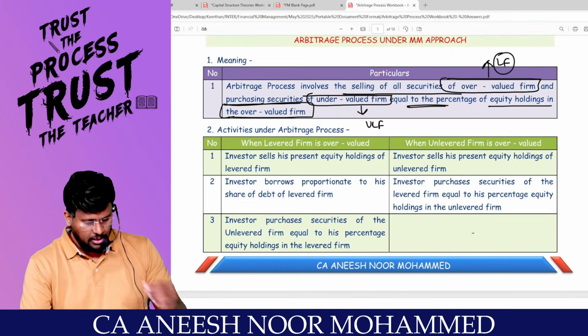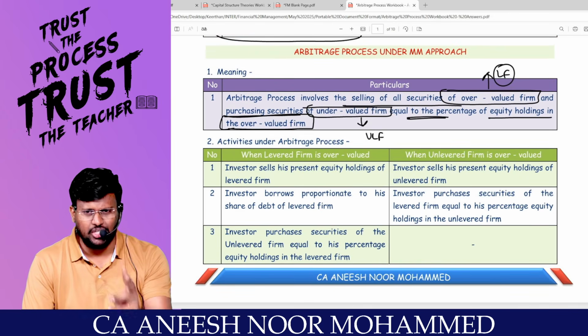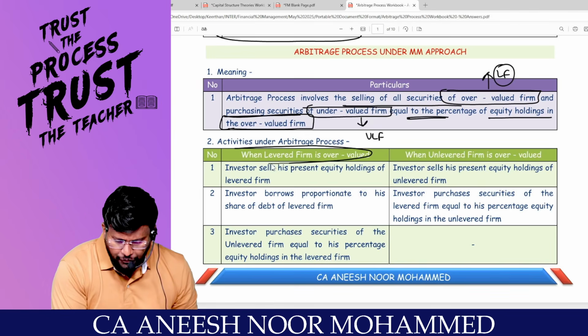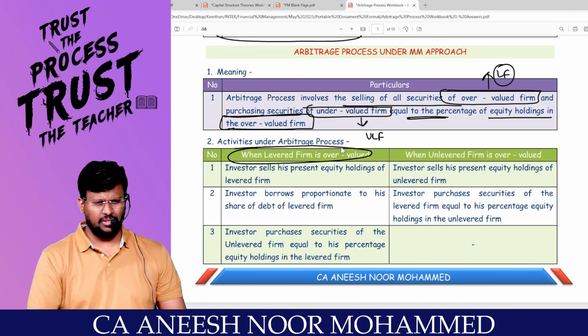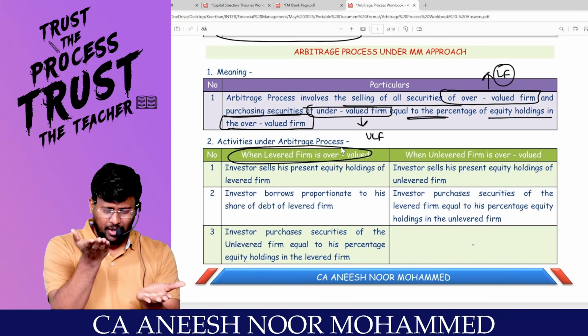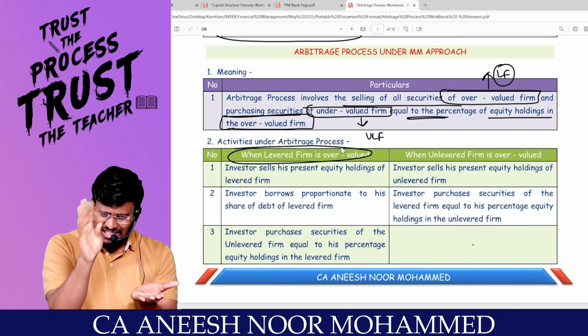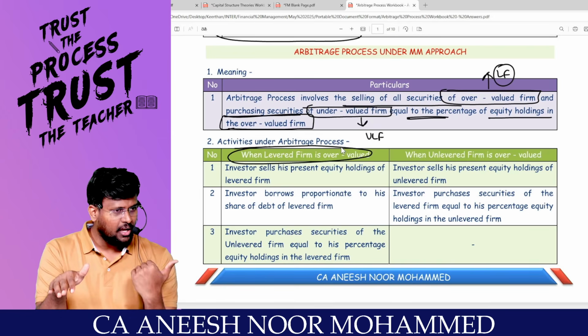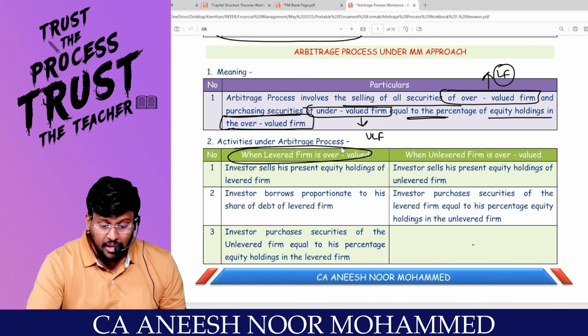Hello, sir. So there are two situations you will be having. Number one, sir, where the levered firm is what valued? Overvalued. If the levered firm is overvalued, people will start selling the shares of the levered firm and start buying the shares of the unlevered firm. This is called primary arbitrage.